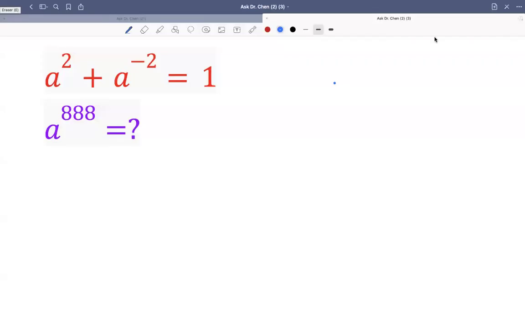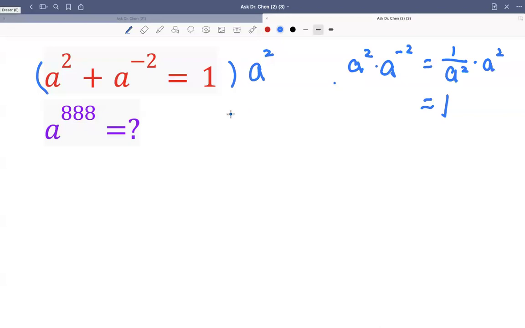Let's see this question. We're given a² + a⁻² = 1. And we know a⁻² is 1 over a², right? So if we multiply by a² on both sides, we will get 1. So we'll do this.